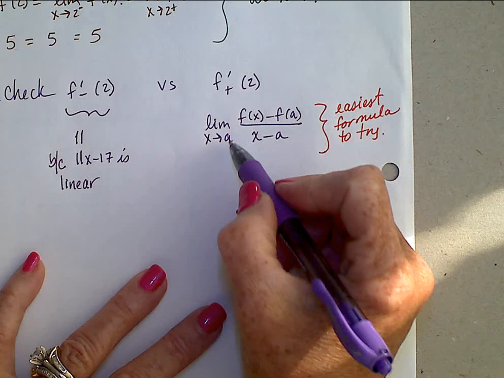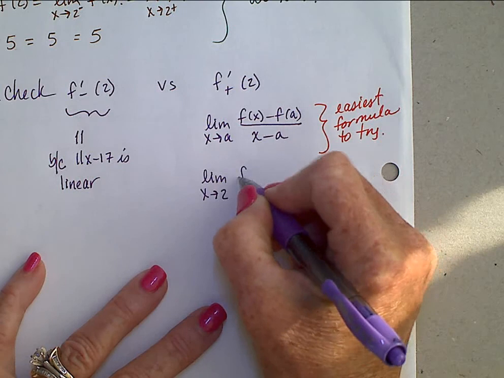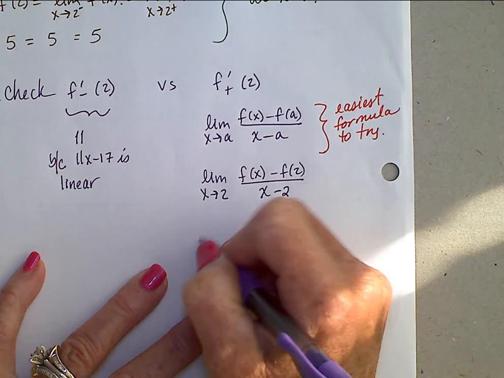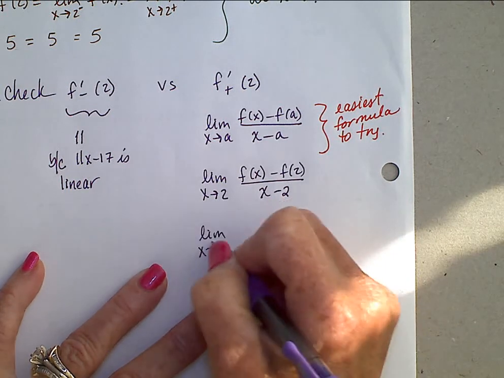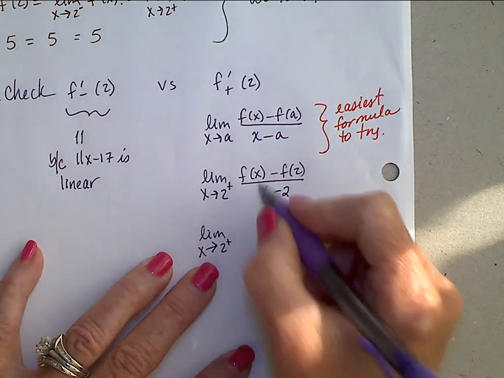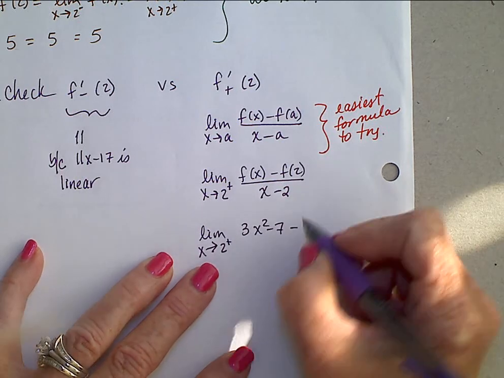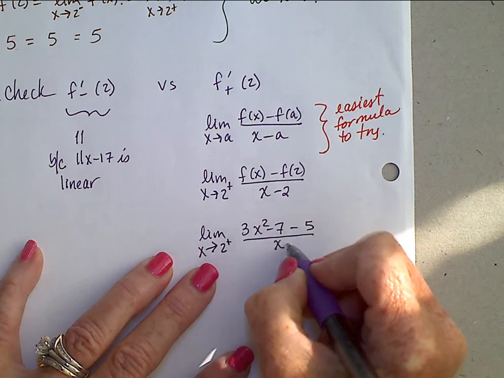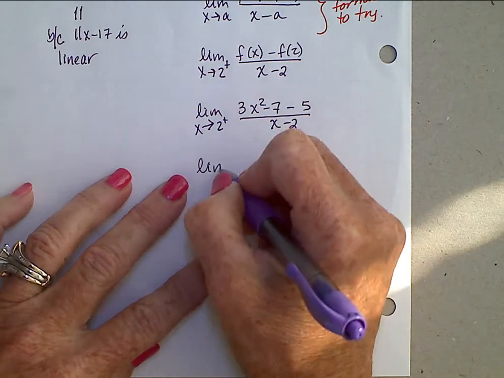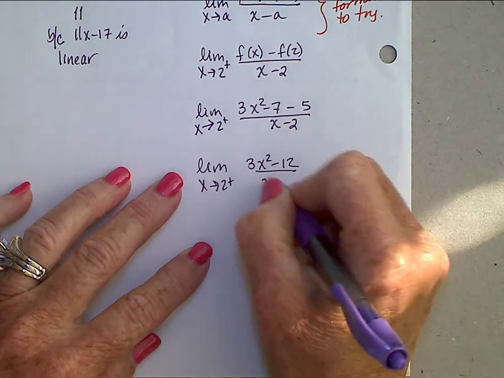And our a value here is 2, so we want the limit as x approaches 2 of f of x minus f of 2 all over x minus 2. And we're coming at 2 from the right. Let's see, f of x, that's 3x squared minus 7, minus f of 2, that's 5, over an x minus 2. Simplify. We have 3x squared minus 12 over an x minus 2.